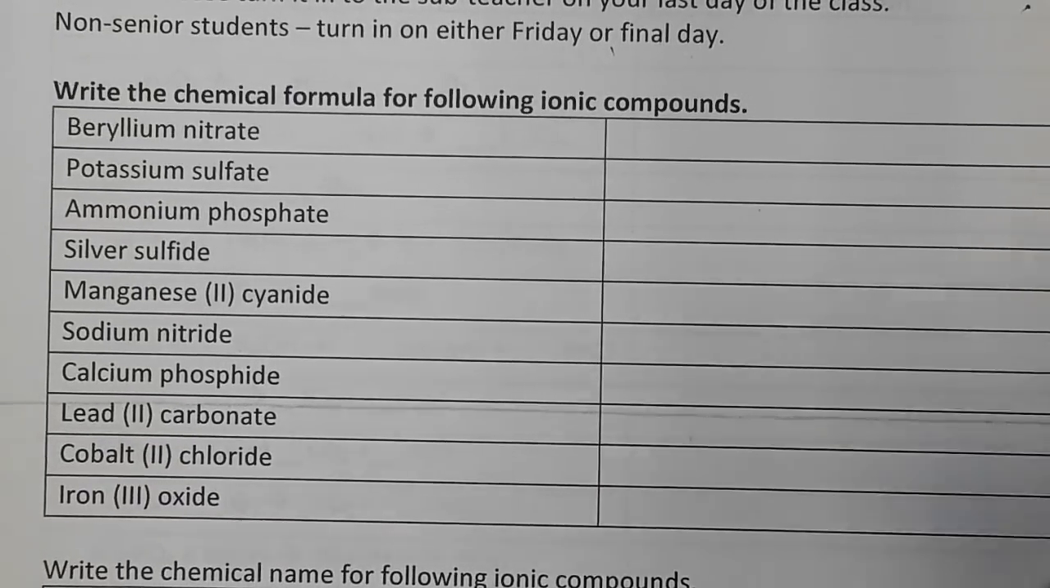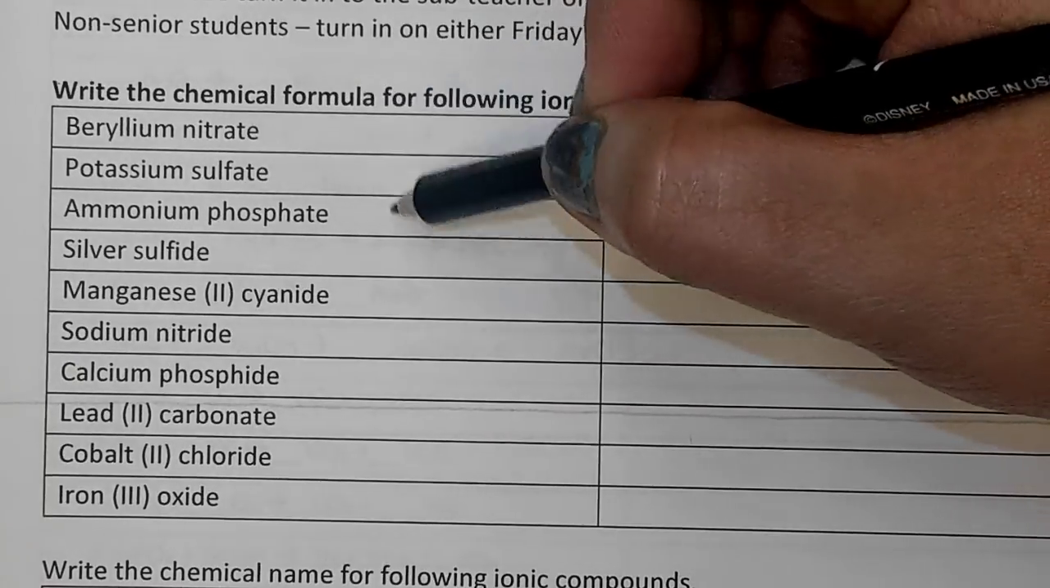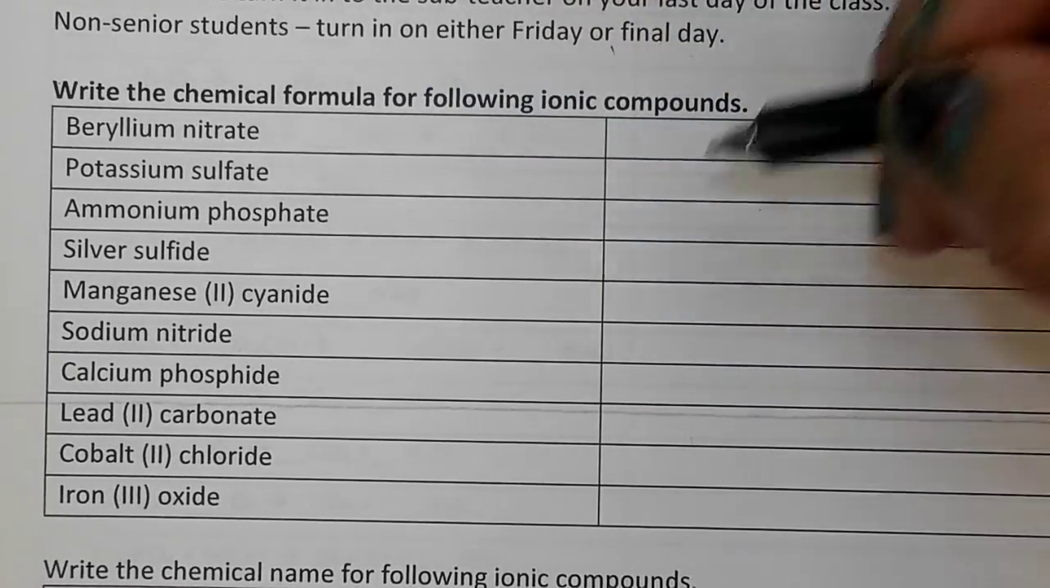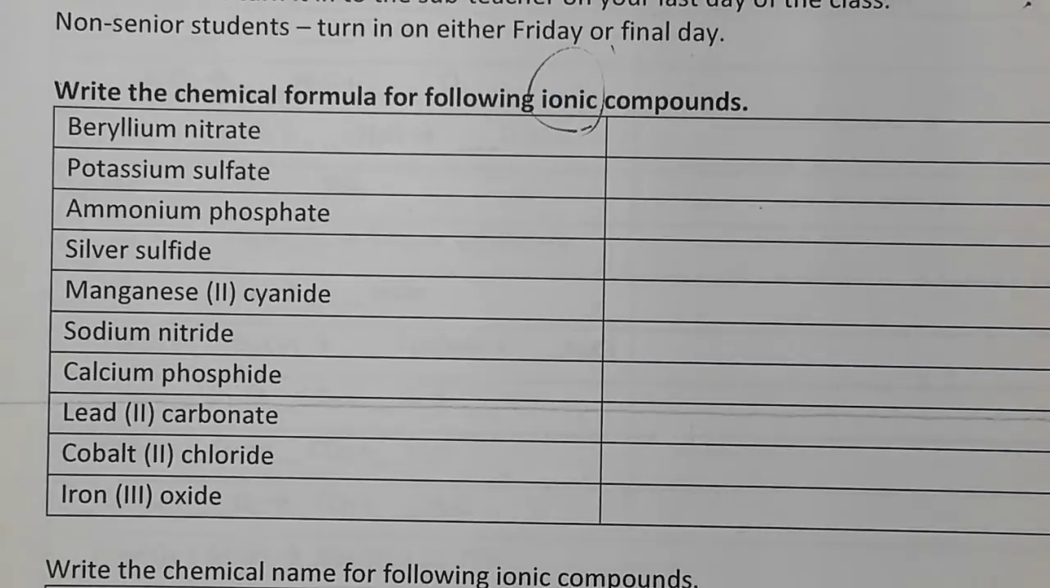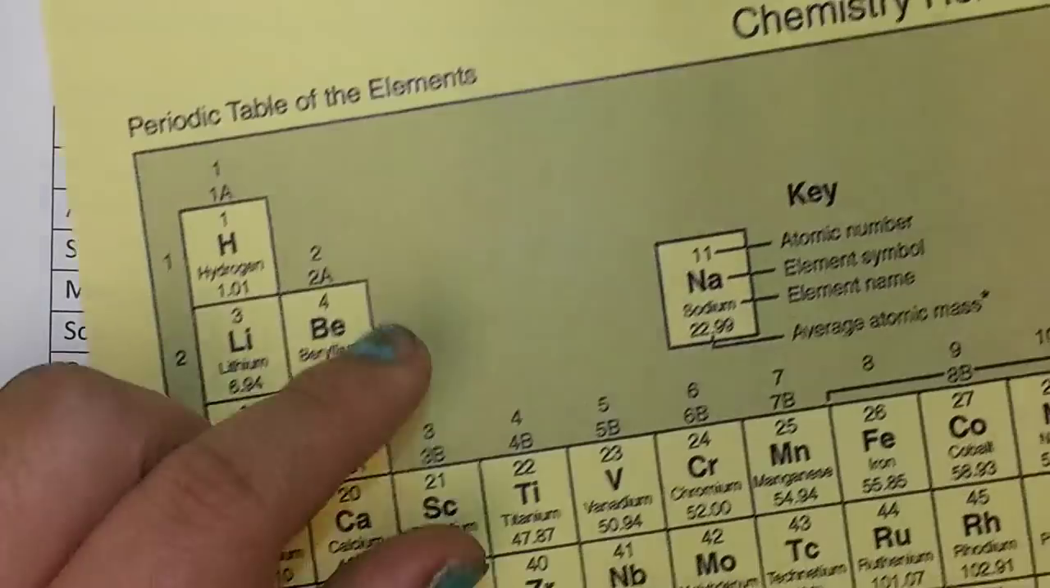Take a look at these. First things first, these are from the periodic table, and you're doing ionic compound naming. Ionic compound naming goes according to the charges, so you have to know how to use your charges. Make sure you're using your charges. First, we have beryllium. Make sure you pay attention to the periodic table.